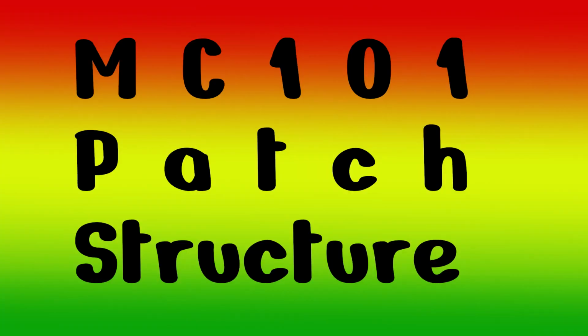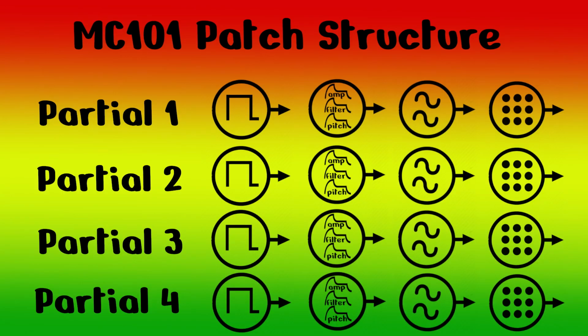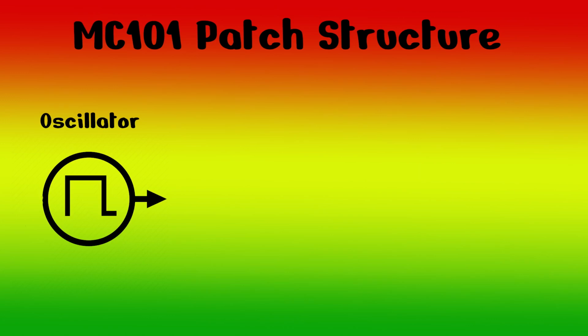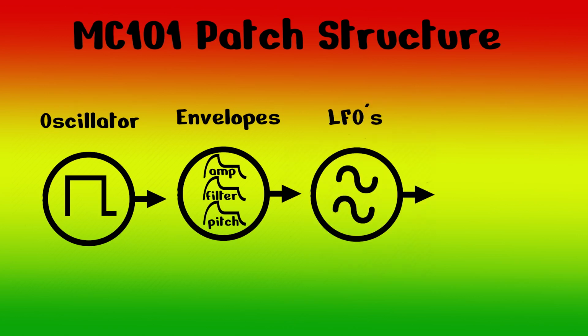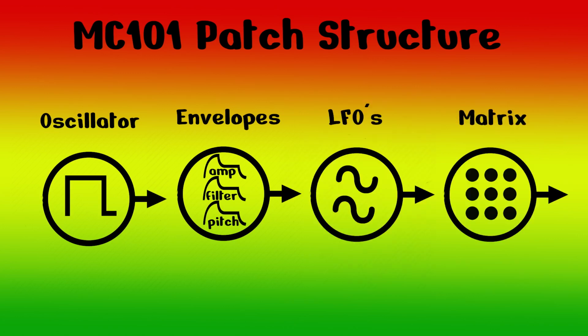I'm going to start by giving a brief overview of the structure of an MC101 patch. Basically, you have 4 components called partials, and they're all the same, and you can layer them up. Each partial has an oscillator, envelopes for amplitude, filter and pitch, and 2 LFOs, and there's a routing matrix that you can use to control various parameters.